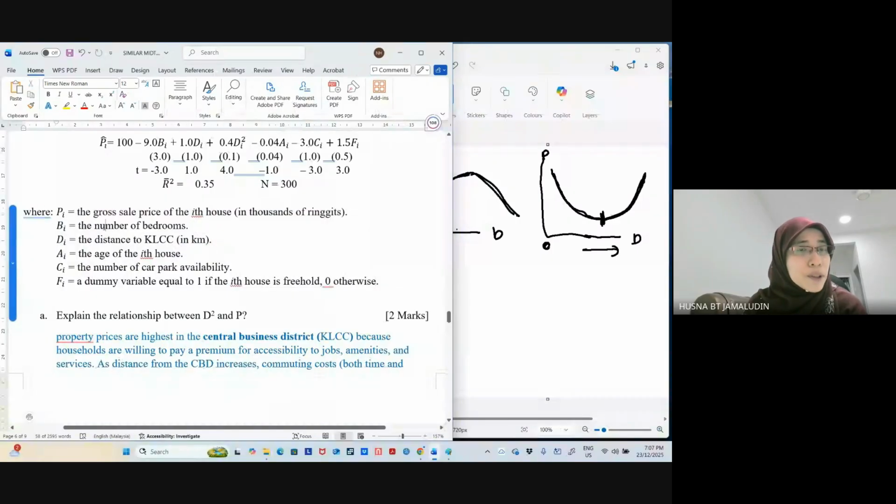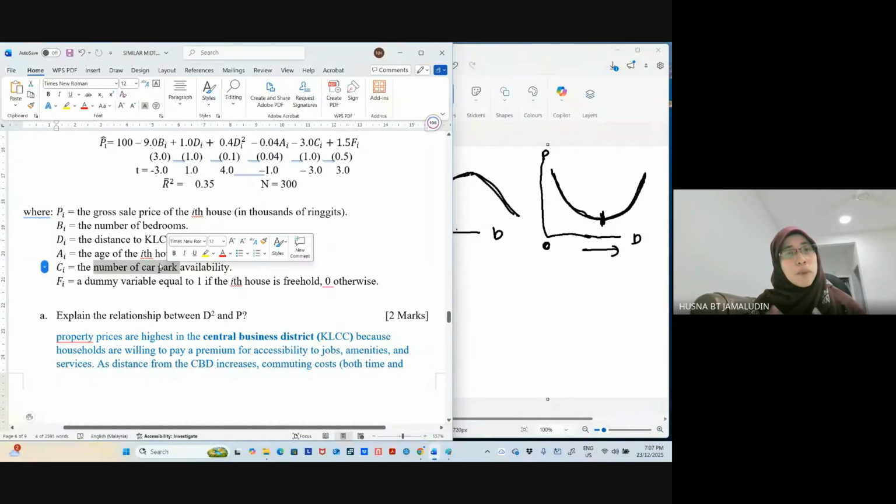Number of bedrooms. I remember when you talk about houses, the characteristics of the house will determine the price of the house. The more bedrooms, of course, the higher the price. Distance is the facility. Age of the house: the older the age of the house, the lower the price, you need a new house. Number of car parks, this is like a characteristic of the house. When you have more parking, of course the price will be high.